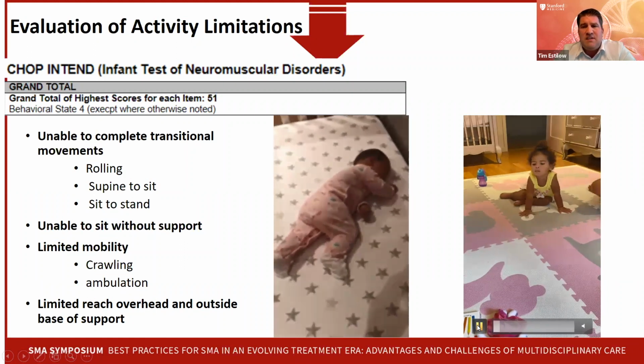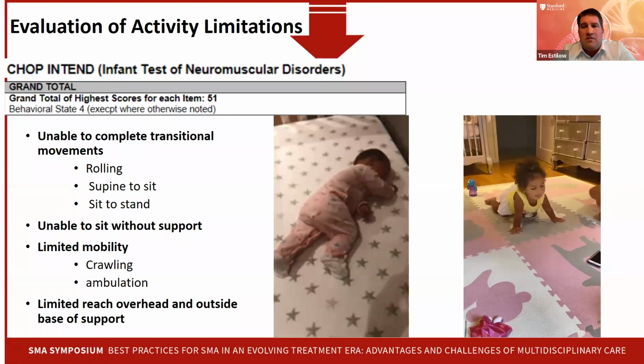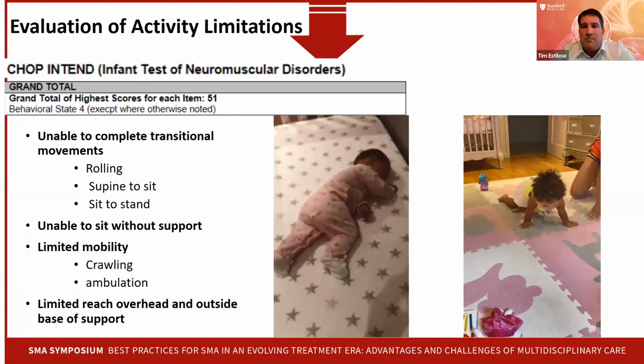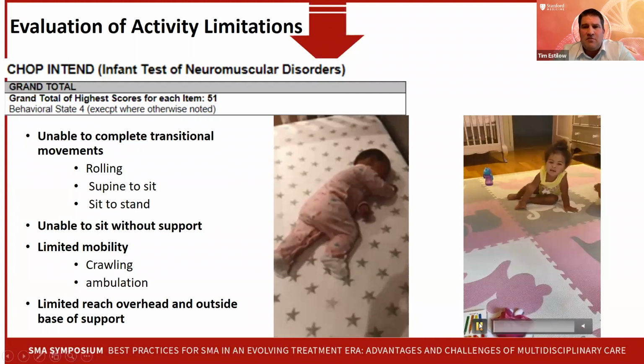So later on, you can see she's much stronger now. She's on treatment. She's doing well. But if you notice, when she goes to move, she's got her elbows fully extended, almost hyperextended and locked out. So she doesn't have the strength in her triceps to really bear the weight.